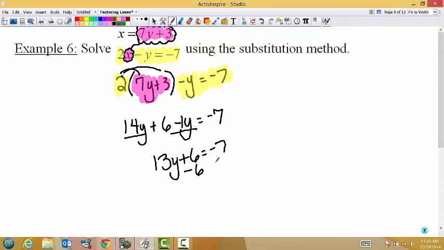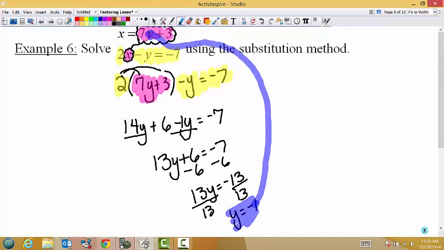Then we solve. Negative 13, I divide by 13, and y equals negative 1. Then, I've got y, but I need x. Well, do I have an equation somewhere for x? I do. It's right there.